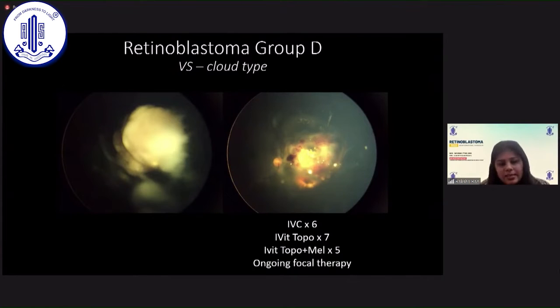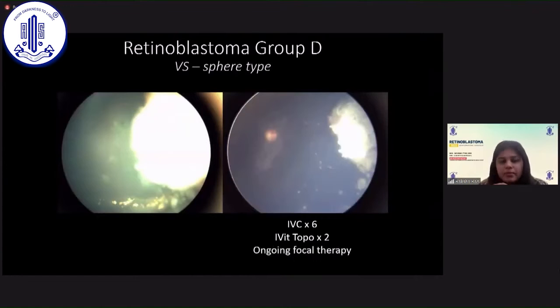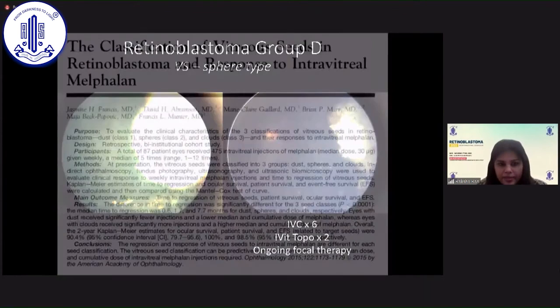There is still some tumor that is remaining, as opposed to a retinoblastoma group D, where the vitreous seeds are mostly spherical type and the main retinal tumor was almost the same size as the previous case. A large amount of regression was obtained just with intravenous chemotherapy of 6 cycles and intravitreal topotecan of just 2 injections, and you see that most of the vitreous seeds have been calcified.